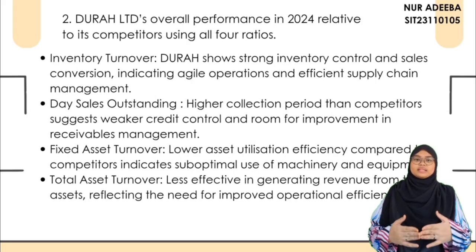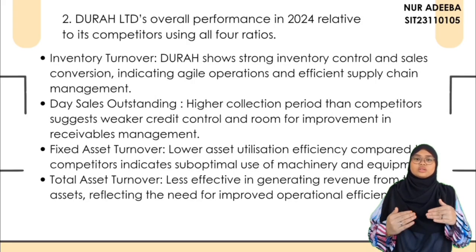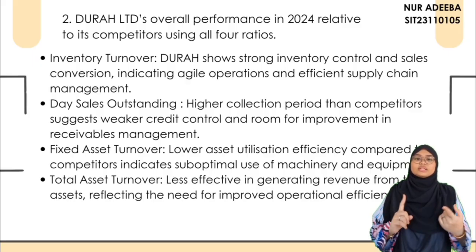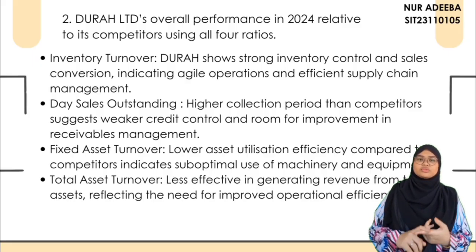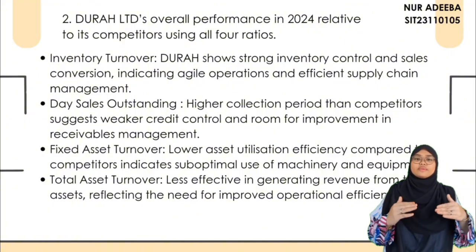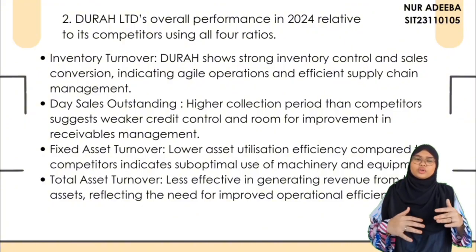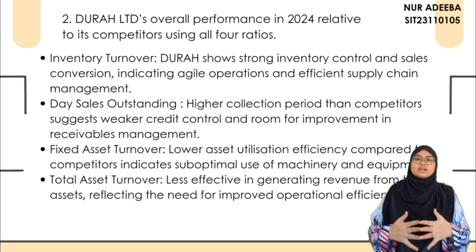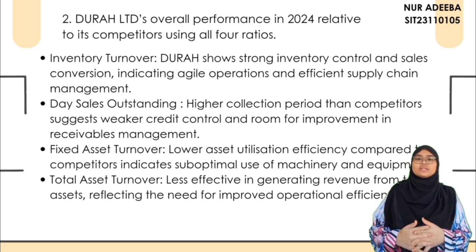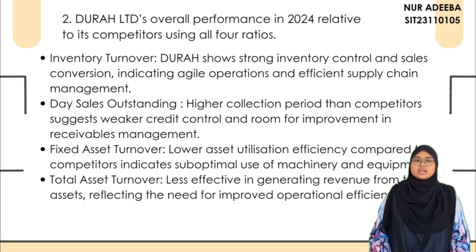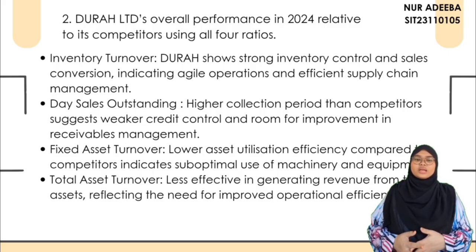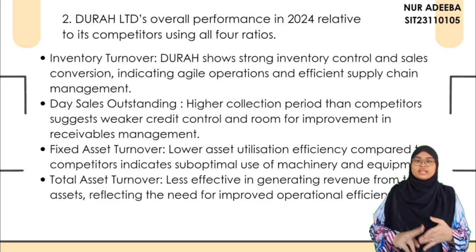Overall performance of Dura Ltd in 2024 relative to its competitors by all four ratios. The first one is inventory turnover. Dura Ltd demonstrates strong control over its inventory with a high turnover compared to its competitors. This suggests that the company is more effective in converting inventory into sales, supported by agile operations and effective supply chains.